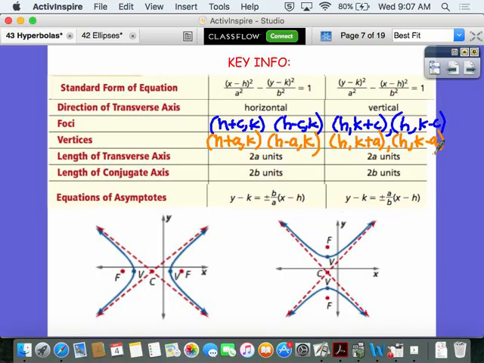The length of your transverse axis is going to be 2A. It doesn't matter if it's horizontal or vertical. Okay? It's going to be 2A regardless. And the length of your conjugate axis is going to be 2B regardless of whether it's a horizontal or vertical hyperbola. Okay?